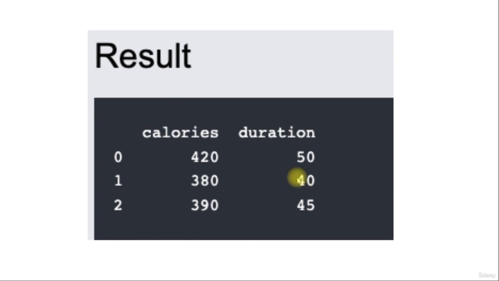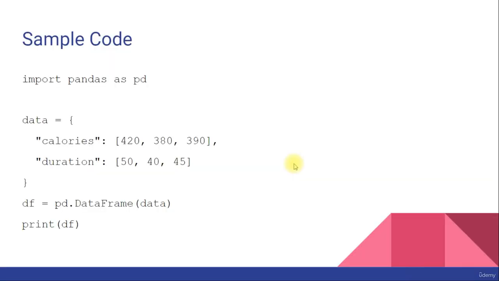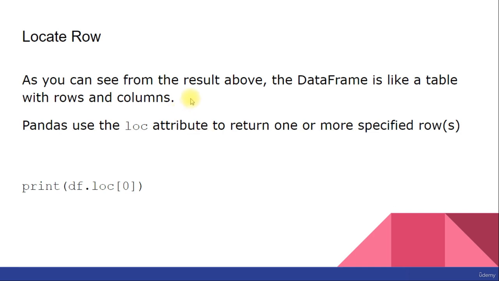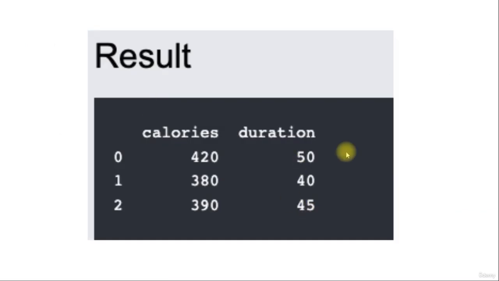Now as the result you can see, initially we had the calories and duration separately stored in a Python dictionary. Now we have this entire DataFrame in the format of rows and columns. The calories and duration are the columns and these are the entries in the form of rows for the particular columns. So this is how you create a simple Pandas DataFrame in Python. Now let's see one important feature of Pandas, that is how you locate any particular row. As you can see from the result above, a DataFrame is just like a table with some rows and columns.